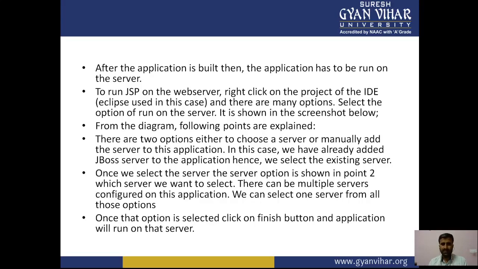To run JSP on this web server, right click on the project in the IDE, Eclipse used in this case. There are many options. Select the option of run on the server, as shown in the screenshot below. From the diagram, the following points are explained. There are two options: either choose the server or manually add the server to this application. In this case, we have already added the JBoss server to the application. Hence, we select the existing server.